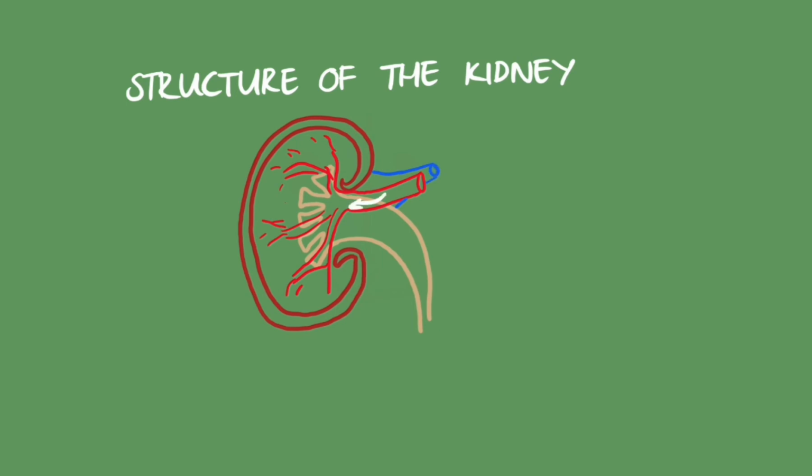And the inner part of the kidney is called the medulla, whilst the outer part is the cortex. And within the medulla, you've got these tiny structures known as nephrons, which we'll come to in a bit.